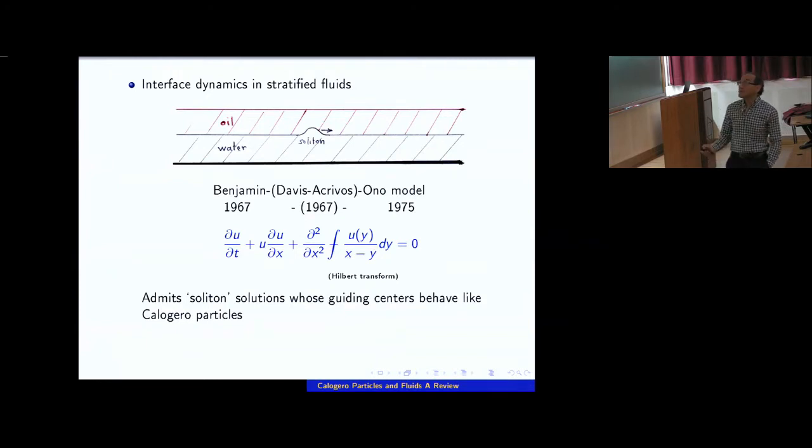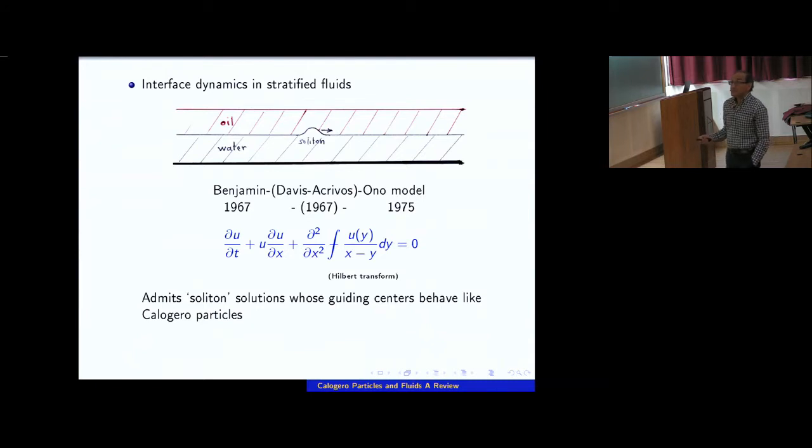equation. I don't know why, because Benjamin first proposed it in 1967. Almost simultaneously, Davis and Acrivos did a lot of work, re-derived it and did a lot of work on it. And then almost 10 years later, Ono added something, but it's still called the Benjamin-Ono model. You tell me why. Notice that this is an equation for this deviation u from the flat interface. This equation in time and space x is both non-linear because of this term and non-local because of that term, where this is the Hilbert transform.